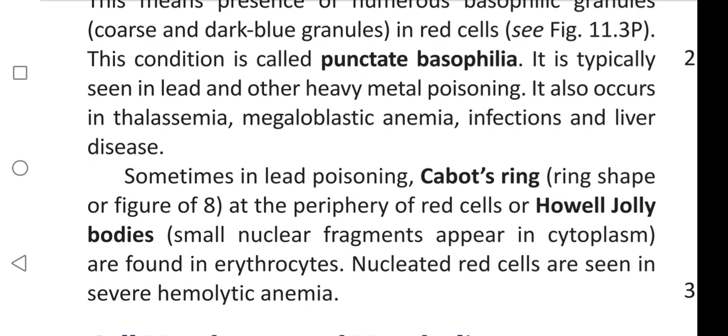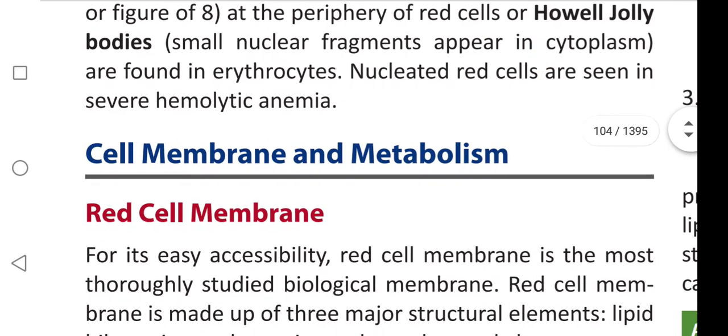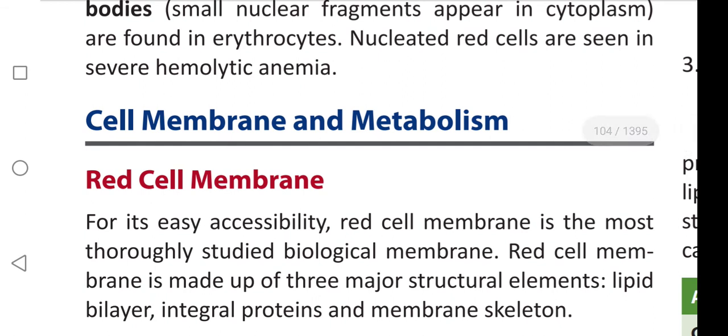In the next video we are going to learn about the cell membrane and metabolism, about the red cell membrane.